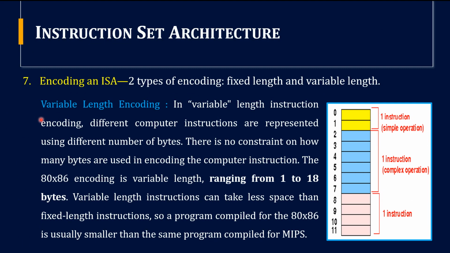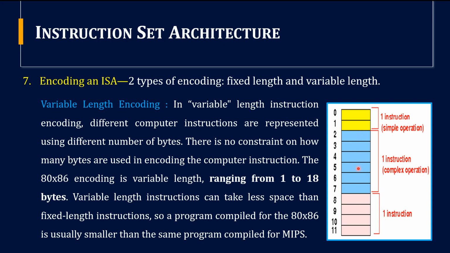Now let's discuss the variable length encoding. As the name indicates, we have variable length for instructions. So in variable length instruction encoding, different computer instructions are represented using different numbers of bytes. There is no constraint on how many bytes are used in encoding the computer instruction. The first instruction, which is a simple operation, requires only 2 bytes. Whereas the second instruction is a complex operation and so it requires more bytes.